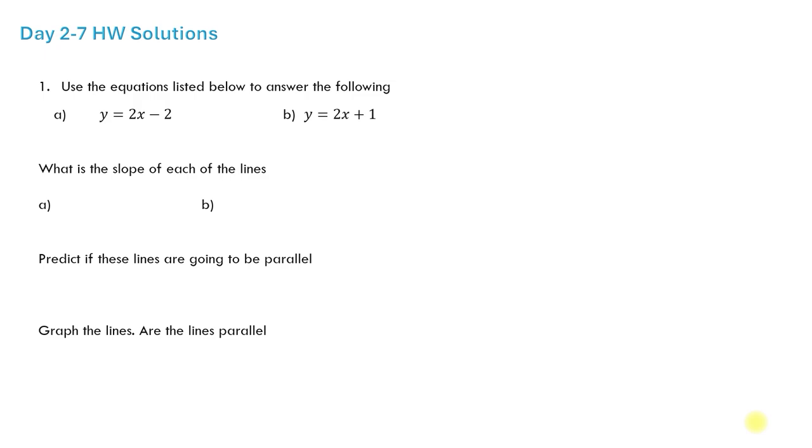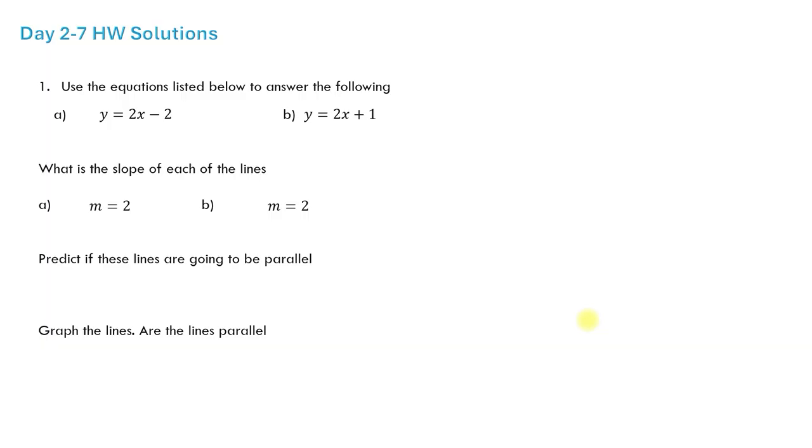Well, in both cases, the coefficient of x is 2, so they have the same slope, and that slope happens to be 2. So we can say for both of them, A and B, m equals 2. Predict if these lines are going to be parallel.